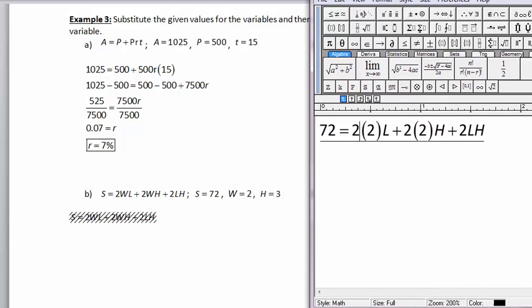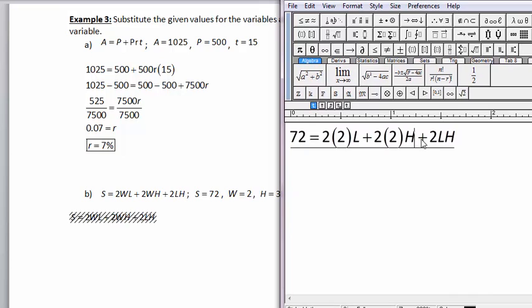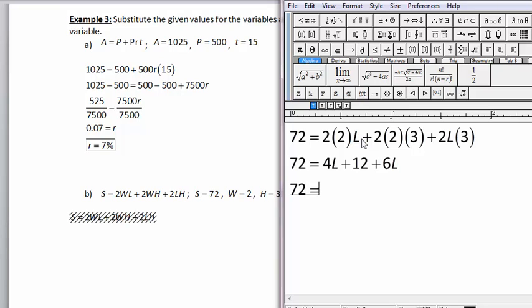And we also know that H is supposed to be 3, so we'll plug a 3 in for the H's. So the variable that we're going to try to find is L. We have a couple different L's right here, so we're going to want to combine like terms, but first let's get those multiplications simplified. So our equation looks like 72 equals 2 times 2 is 4L, plus 2 times 2 is 4 times 3 is 12, plus 2L times 3 is 6L. If we combine our like terms, we'll have 72 equals 4L plus 6L is 10L plus 12.